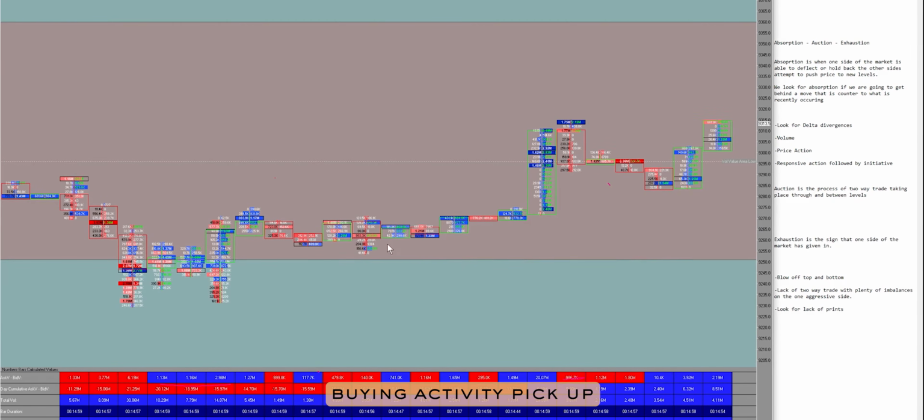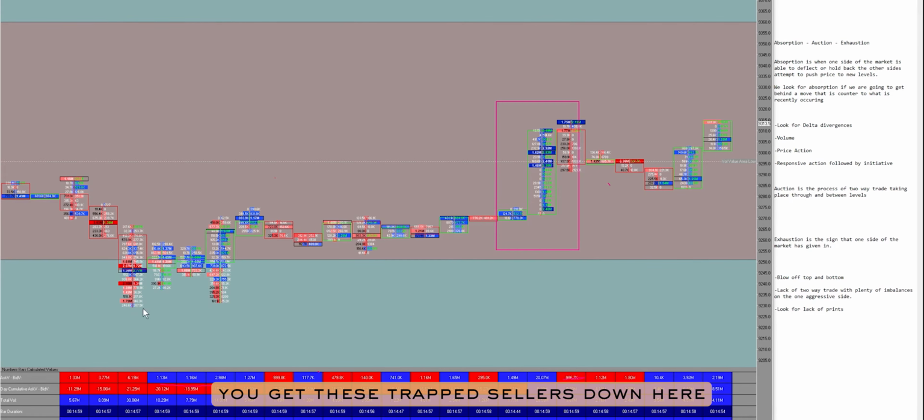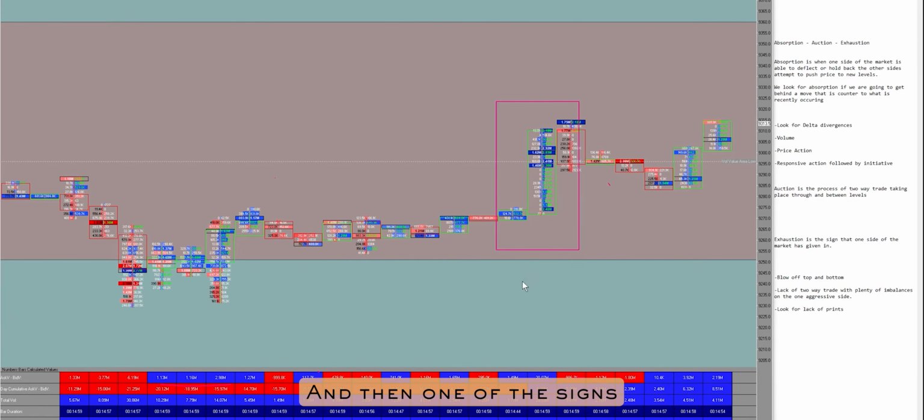So you'll start to see buying activity pick up, and then we get one of the first signs that we are going to be auctioning back to the top side of this range, which is a very, very initiative response by buyers. So into the low, you get these trap sellers down here, slight flatlining of activity over here. All right, and then one of the signs is obviously that after we have this flat activity, we have a major increase in buying activity outside of this level.